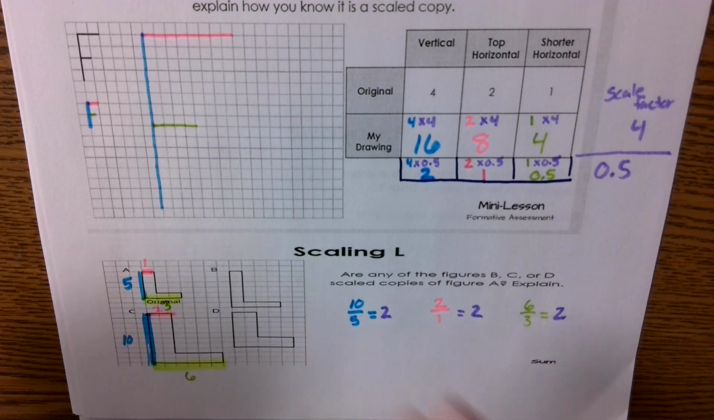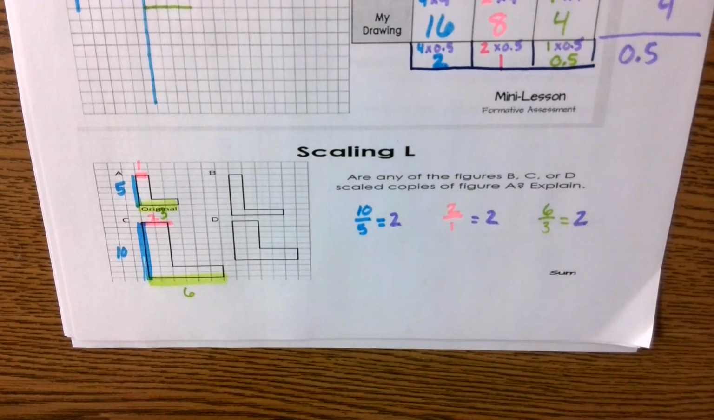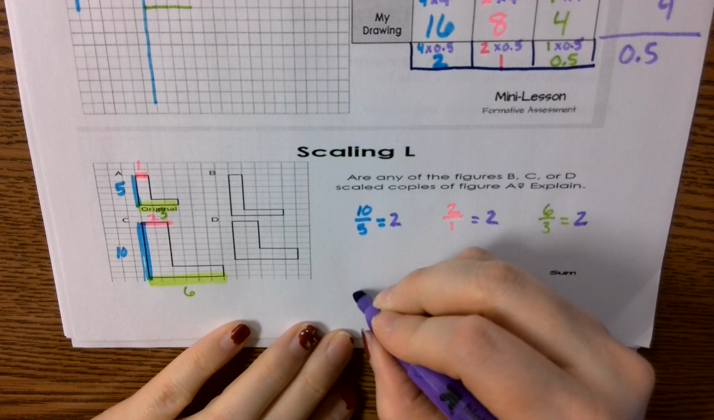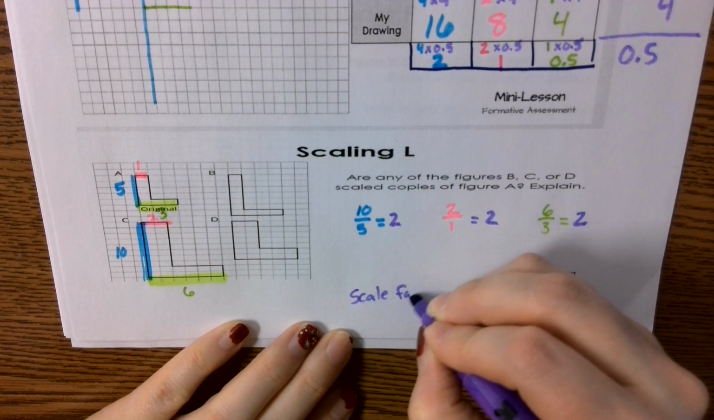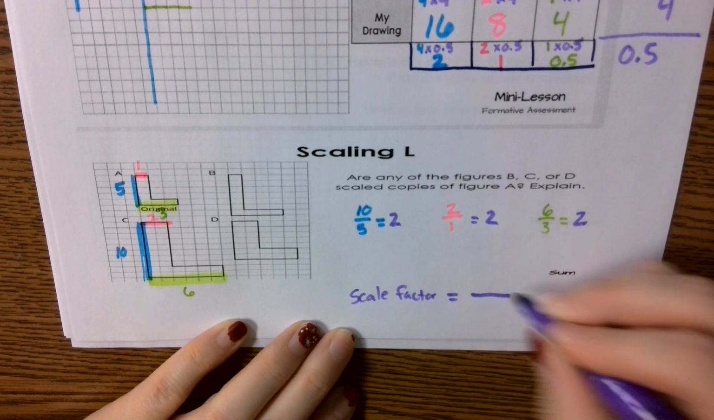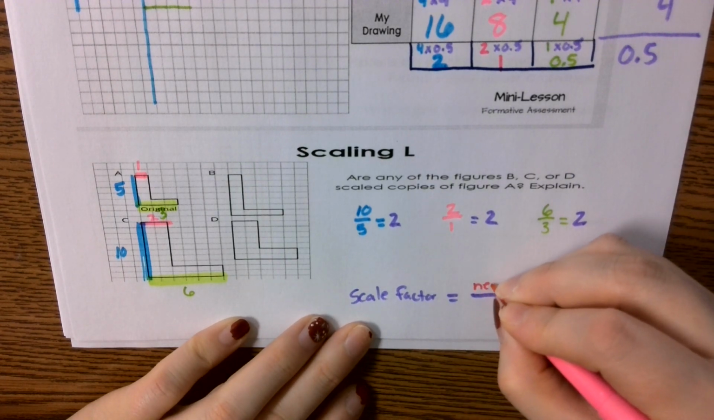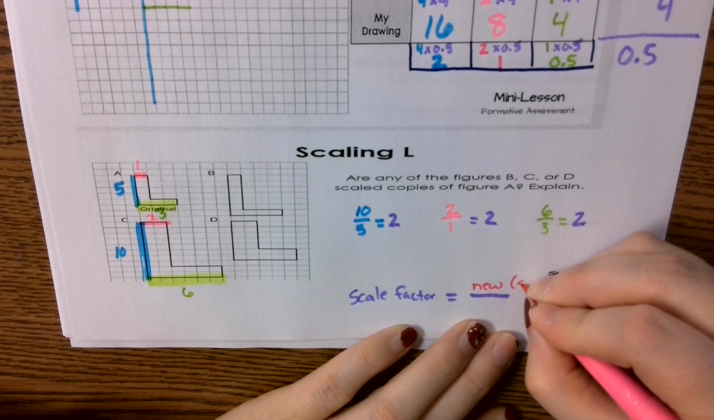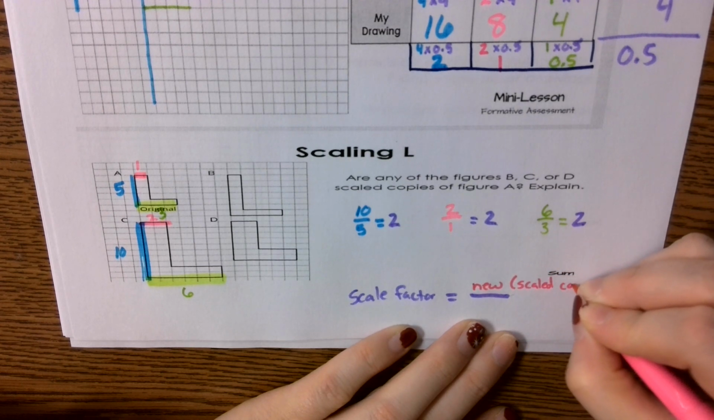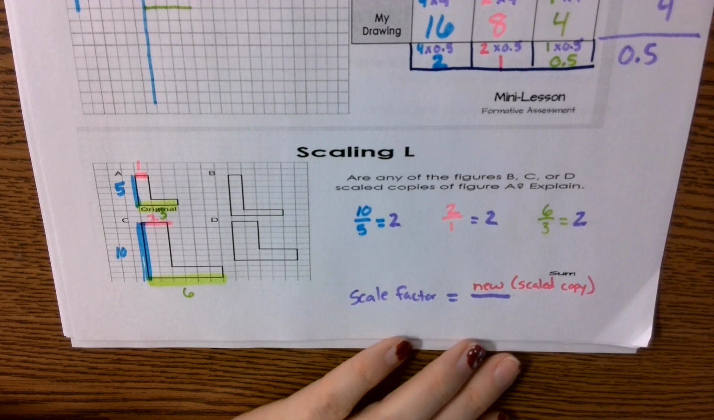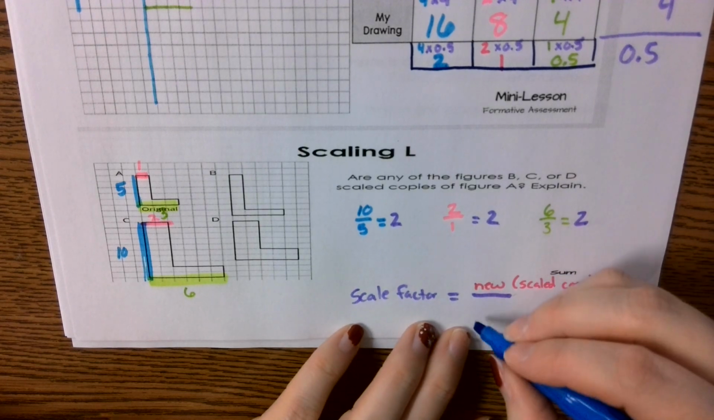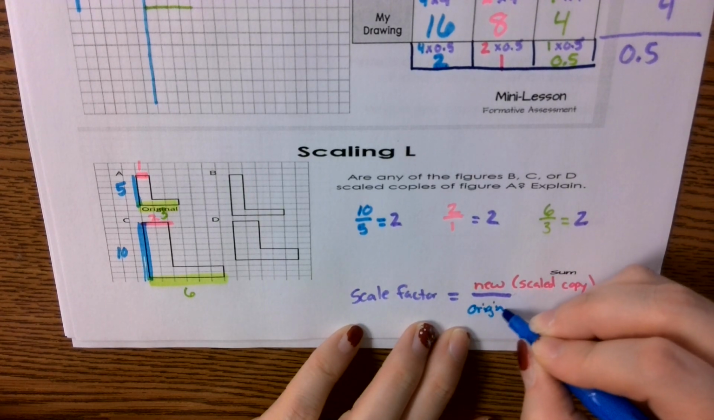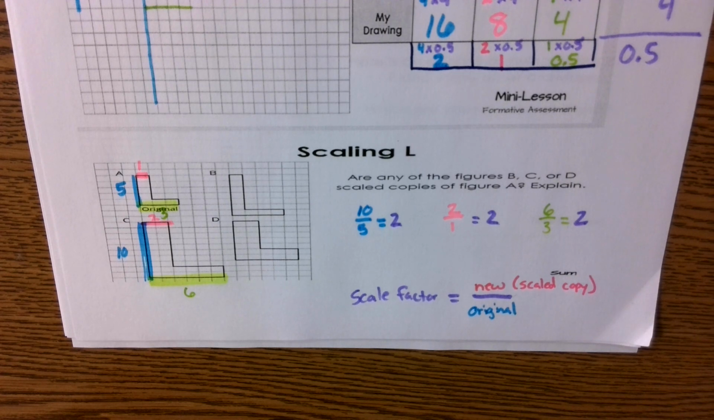Okay, so again, as a reminder, all you're going to be doing today is identifying your scale factors. So your scale factor, once again, is just taking your new measurements, which we call a scaled copy or our scale drawing, and we're going to divide it by our original, or our older measurement. Whatever is the original drawing. Okay, you take the new and you divide it by the old. Take the new, divide it by the original. That's all you're going to be doing today.